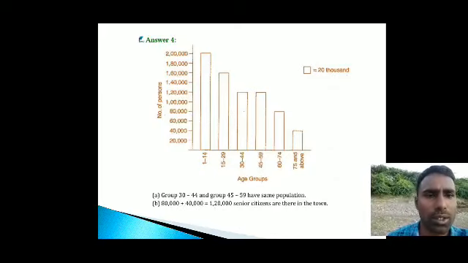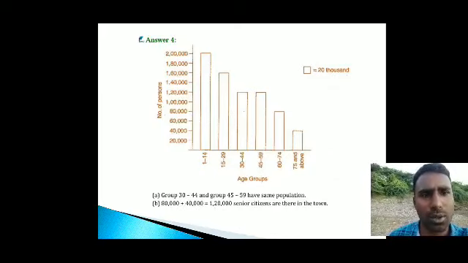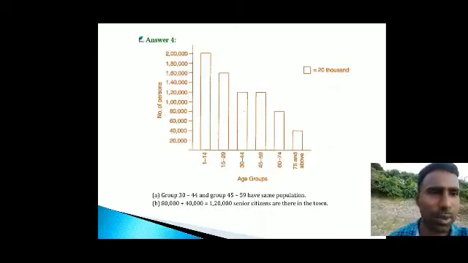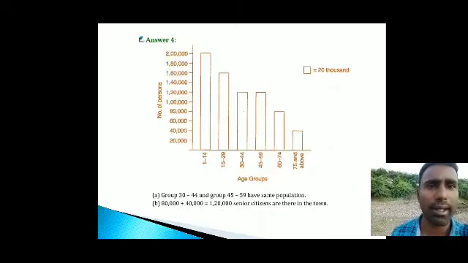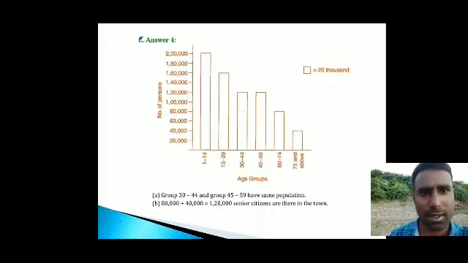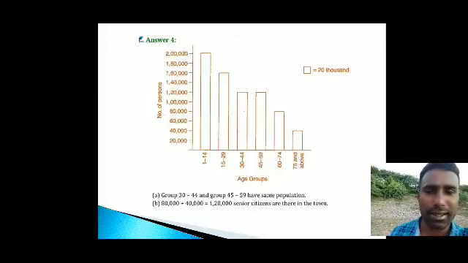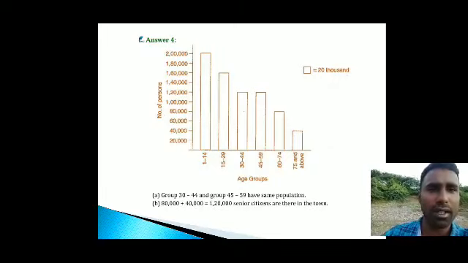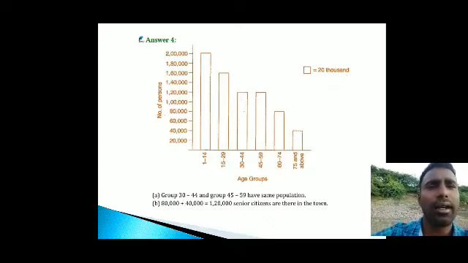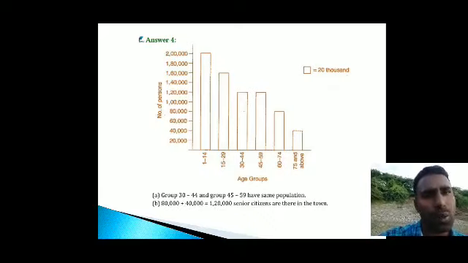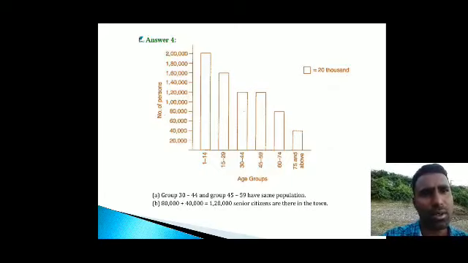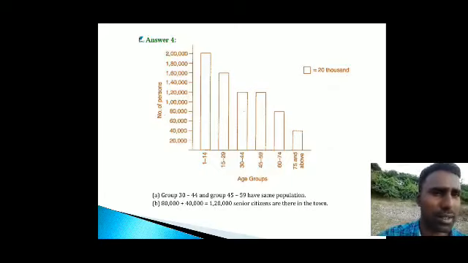So that group of 1 to 14, 15, all the groups you can mark on your x-axis, and the y-axis is number of persons. First one, they mentioned take that one unit length is 20,000. So in the y-axis the first value 20,000, 40,000, 60,000 and 80,000, 1 lakh, 1 lakh 20,000, 1 lakh 40,000, 1 lakh 60,000, 1 lakh 80,000, 2 lakh. So likewise you can mark it.